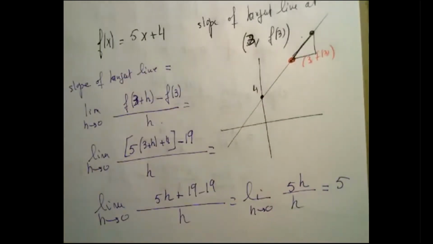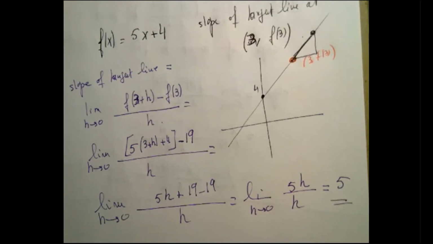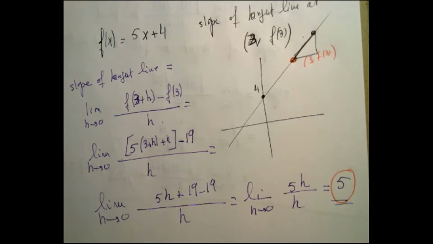Okay. Is this a surprising answer? Yes or no? What do you think? Are we surprised to get a 4, a 5 at the end? No, absolutely not. That's basically what we should expect, because of two reasons.